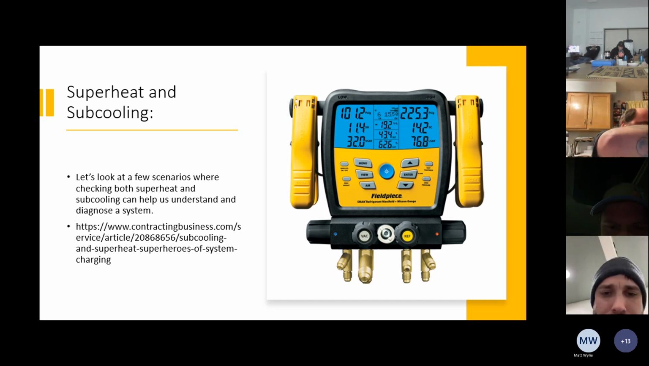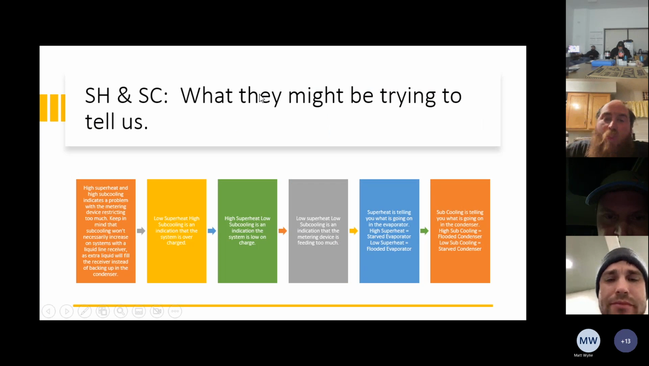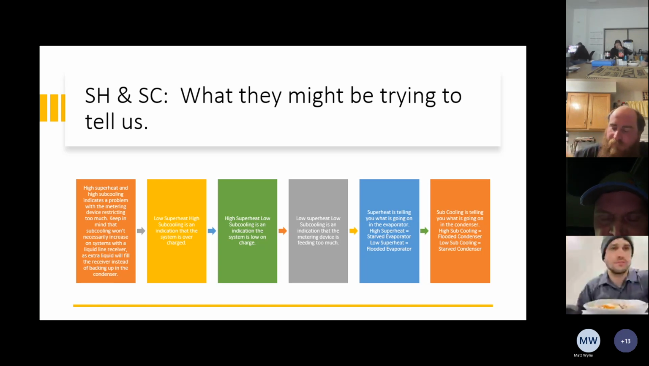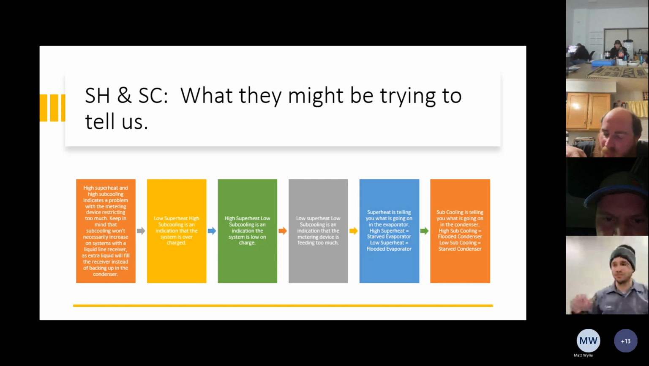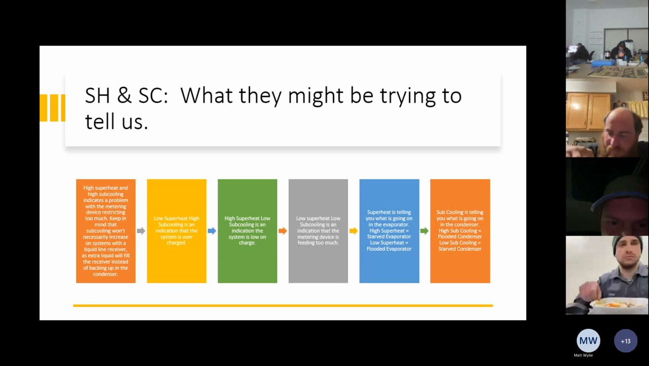Superheat and subcooling. Let's look at a few scenarios where checking both superheat and subcooling can help us understand and diagnose the system. I included a link to something. High superheat and high subcooling indicates a problem with the metering device restricting too much. Now, this is like what we were talking about. This is information I pulled off that link that I posted. Keep in mind that subcooling won't necessarily increase on systems with a liquid line receiver, as extra liquid will fill the receiver instead of backing up in the condenser.